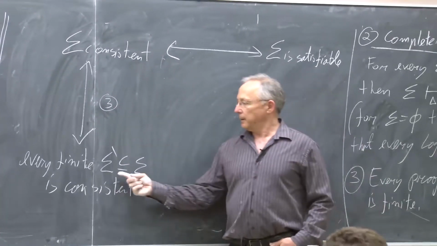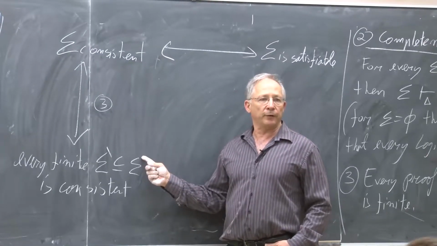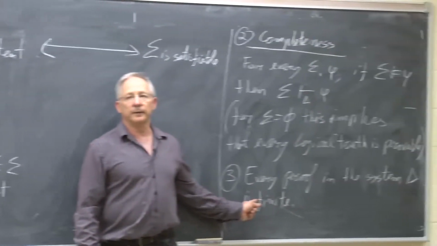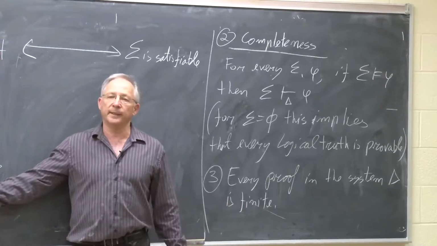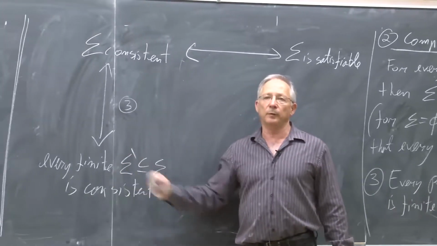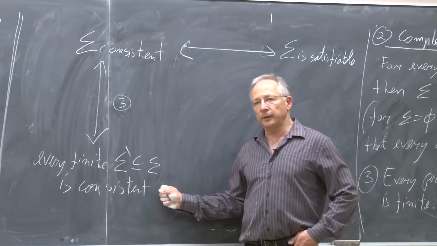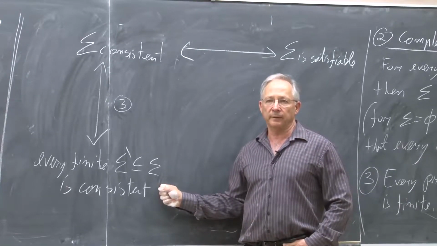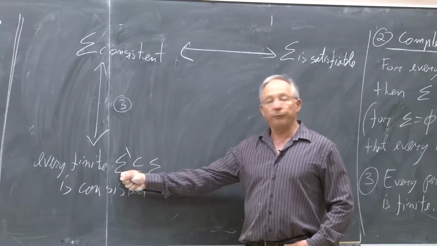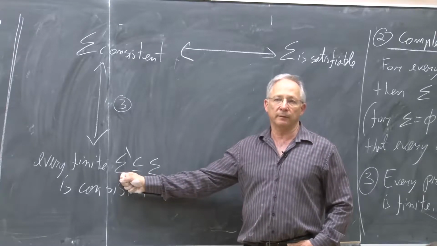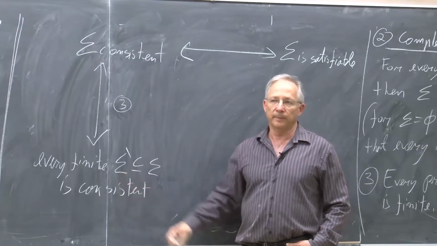Because if sigma is inconsistent, then there is a proof of alpha and not alpha. This proof is finite. So I can collect all the assumptions of the proof into a finite sigma prime, and sigma prime will already be inconsistent. So for this part, all I use is the fact that every proof is finite. If every proof is finite and sigma is inconsistent, there is some finite sigma prime that is already inconsistent. It's an argument that we already saw in propositional logic.